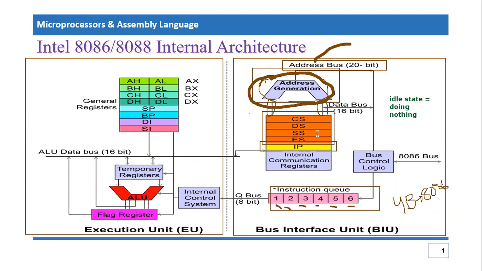So this is one processing unit. The other parallel processing unit is very useful, and that is known as the execution unit, right? So let's see what the execution unit does.